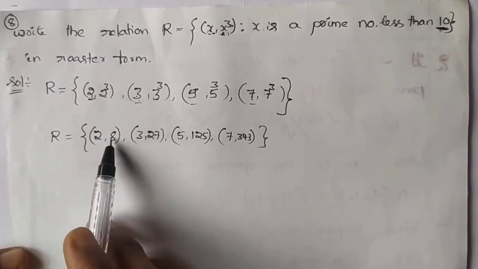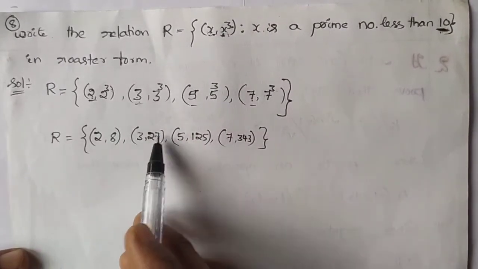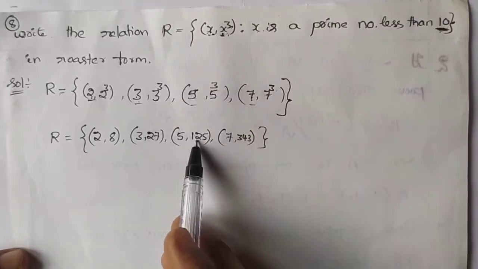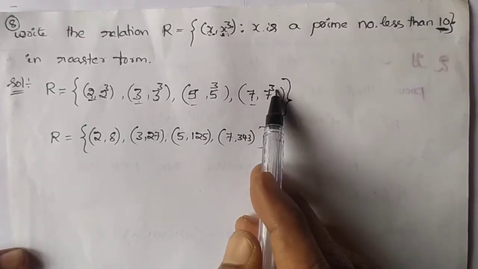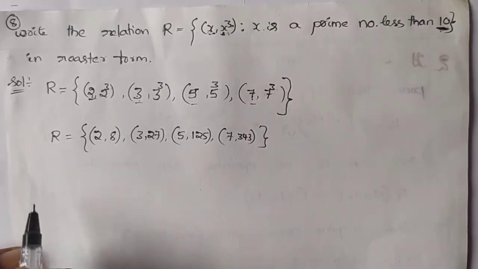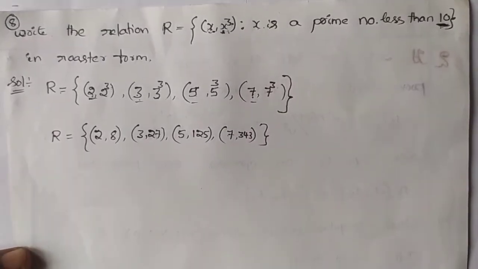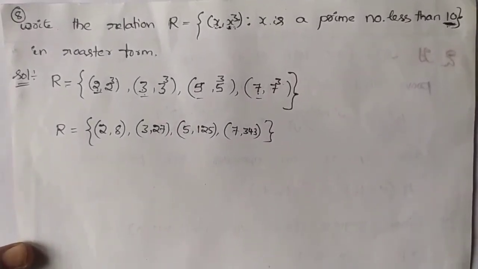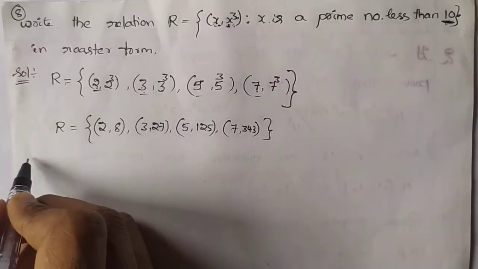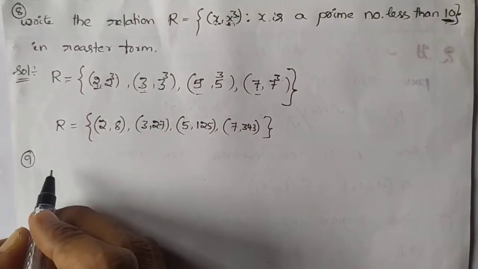The value of 2 cube is 8. The value of 3 cube is 27. The value of 5 cube is 125. The value of 7 cube is 343. Do you understand? Note down this problem. Next, let us move on to the ninth question.